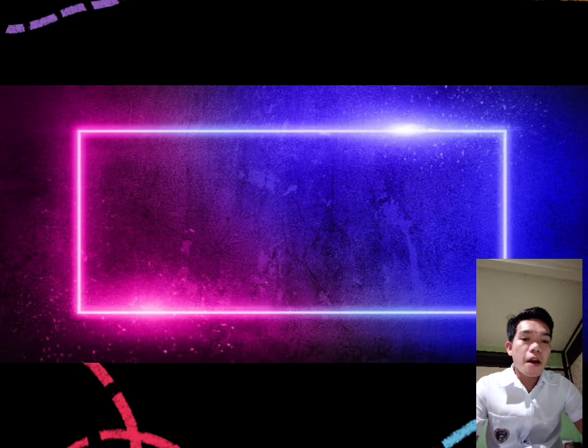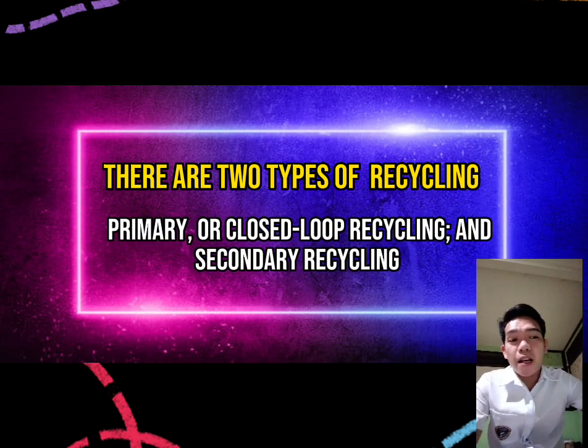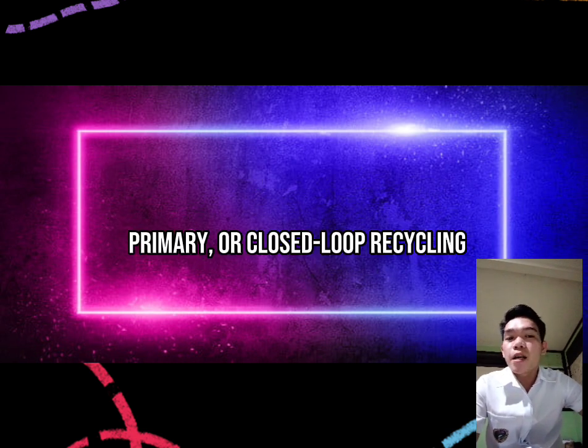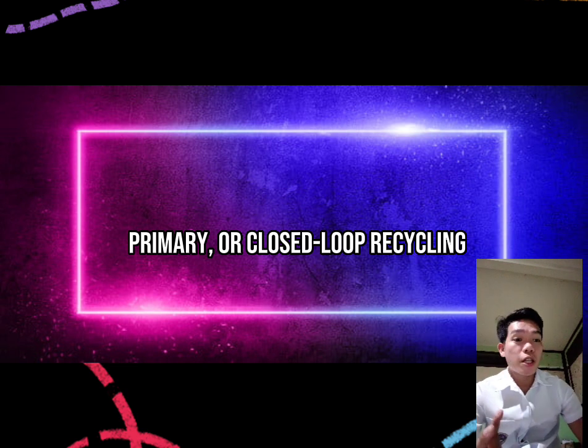And another, there are two types of recycling. The two types of recycling are the primary or closed loop recycling, and the second one is the secondary recycling. So may difference sila. When we say primary or closed loop recycling, materials are recycled into new products of the same type. Same type lang, same function lang.